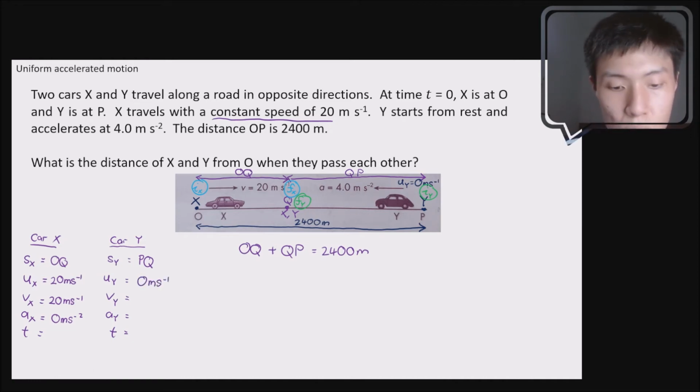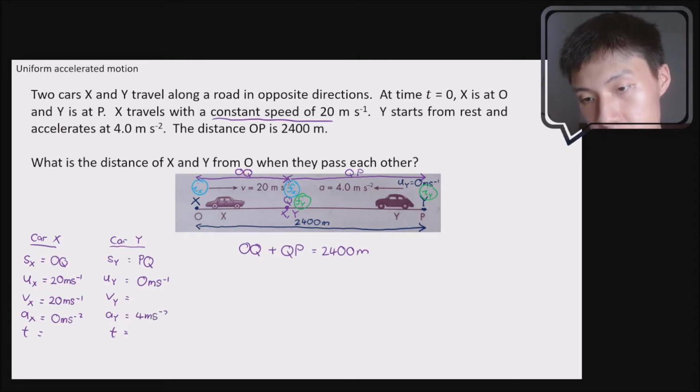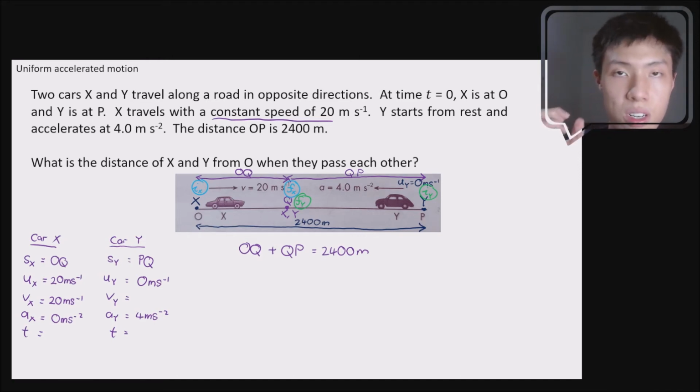Final, you don't know because the final velocity of this car Y at this point is not being mentioned here, so leave it as a blank. But you know the acceleration, it is accelerating at 4 meter per second square. So that one you can include it inside here. And the time is what you don't know. Okay, so now if you look at this data, now we will have to figure out what's the correct equation to use to solve the problem.